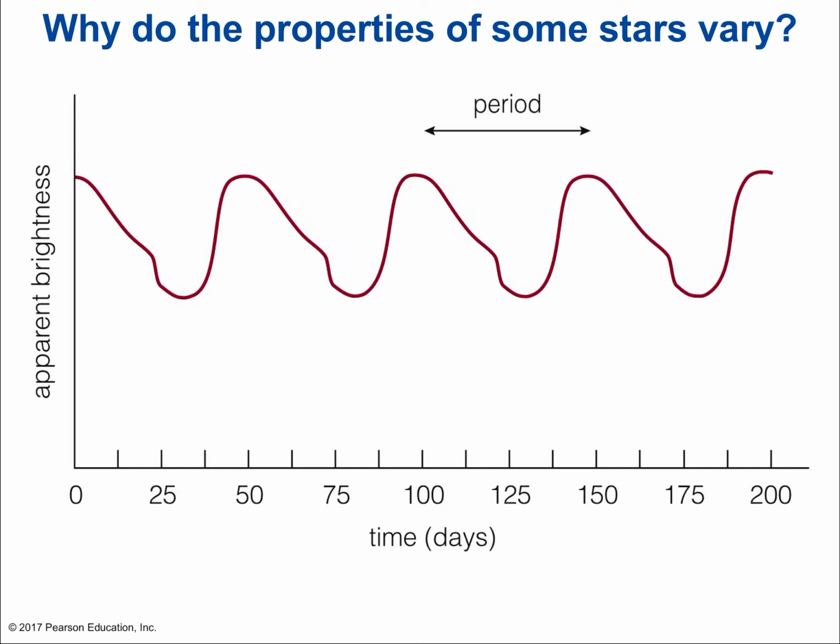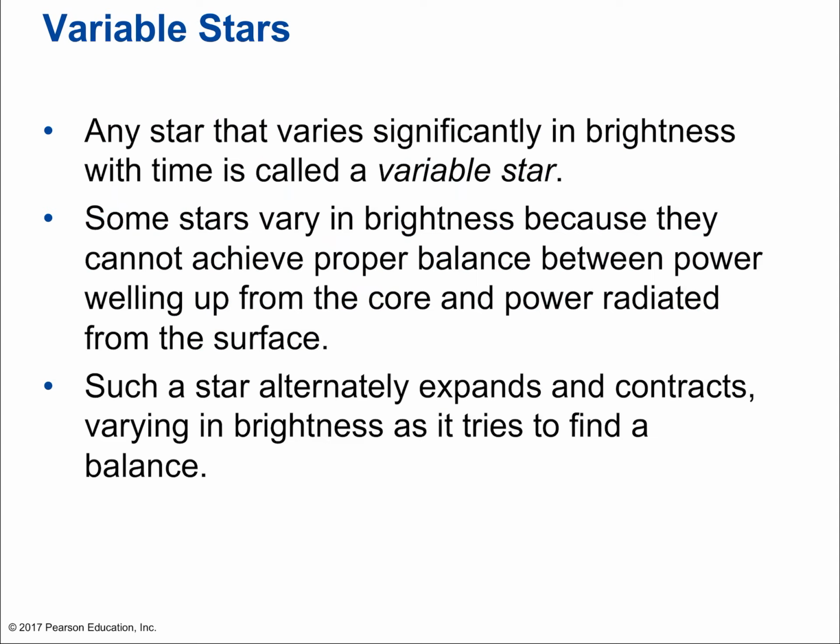Now, some stars actually vary in brightness. They pulsate. So any star that varies significantly in brightness is called a variable star. Some stars vary in brightness because they cannot achieve a proper balance between power welling up from the core and power radiating from the surface. They have thermostats that don't work very well. I mean, they don't just blow up, or just collapse into a black hole or something. So the thermostat still works, but it's pretty janky.